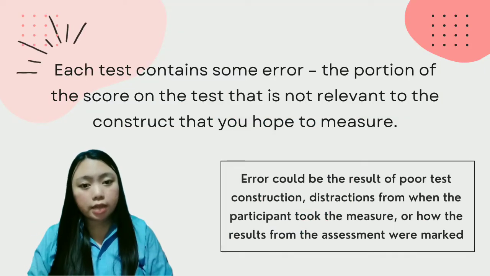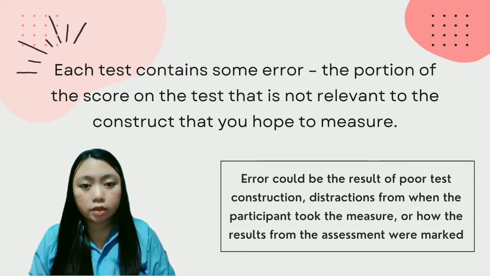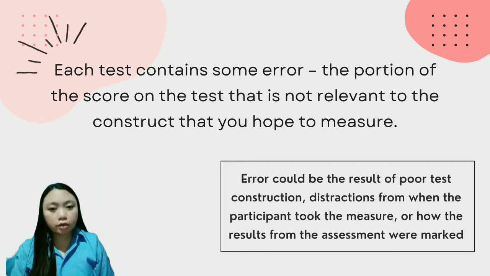So each test contains some error. These errors are the portions of the score on the test that are not relevant to the construct that you hope to measure. These errors could be the result of poor test construction, distractions from when the participant took the measure, or how the results from the assessment were marked.